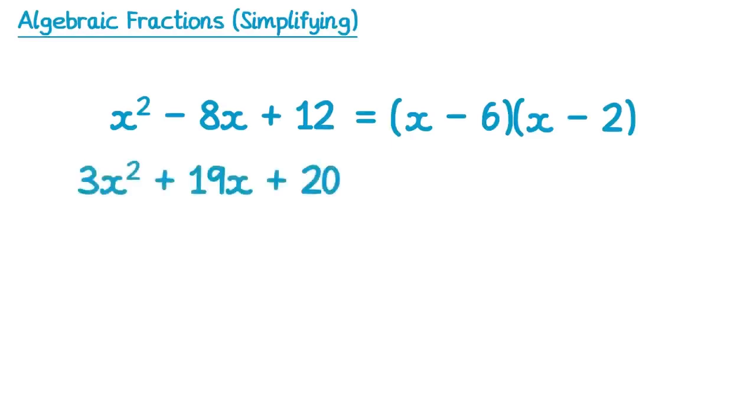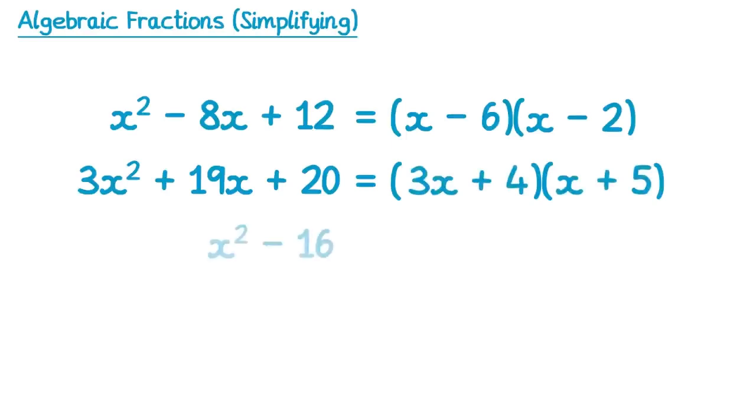You sometimes have some harder quadratics to factorize when the coefficient of x squared is not 1. For example, this one here. Now I'm not going to run through how you would factorize this one in detail, that'll be in a separate video. But to factorize this one, it would still be two brackets. The first would be 3x plus 4, and the second would be x plus 5.